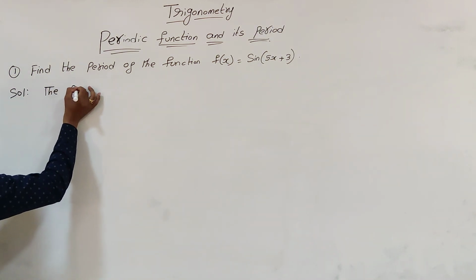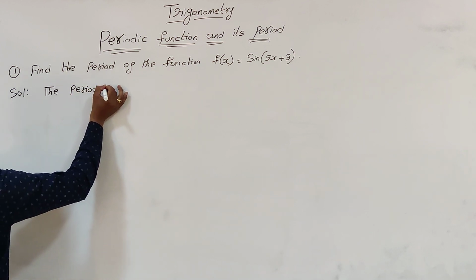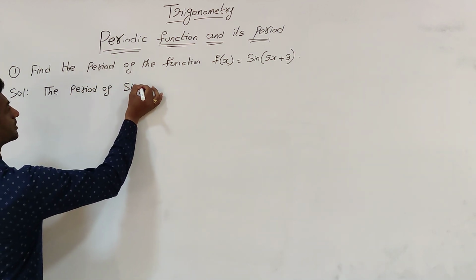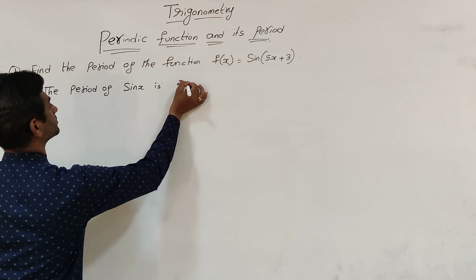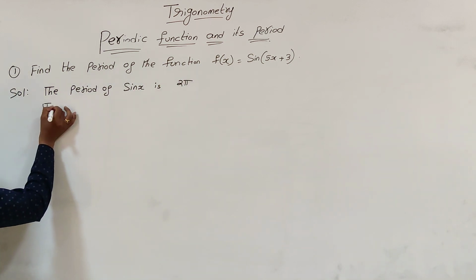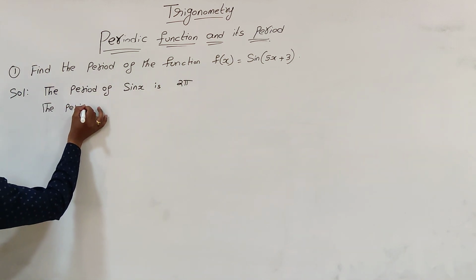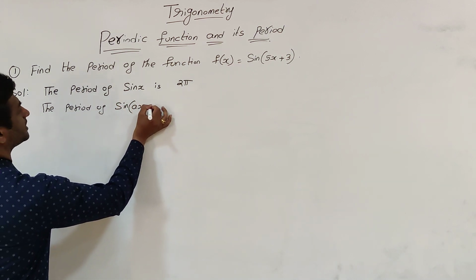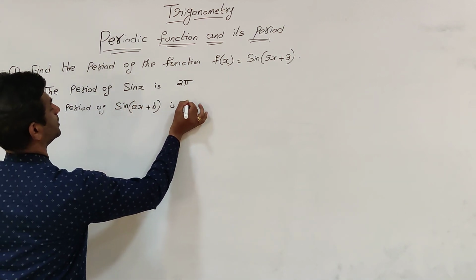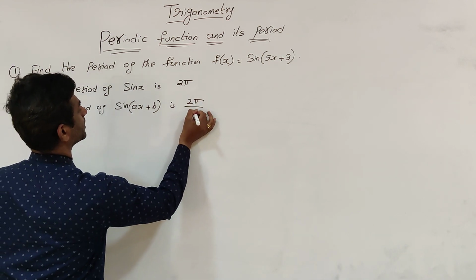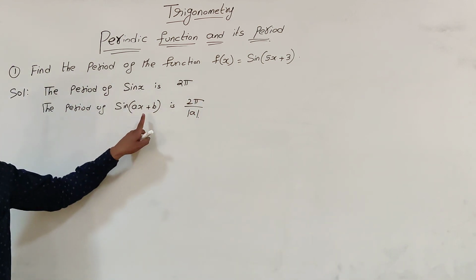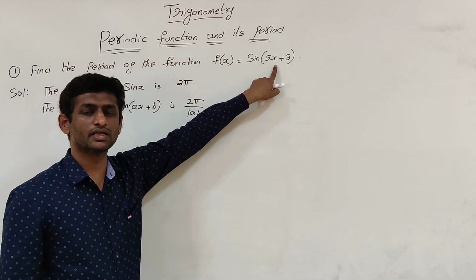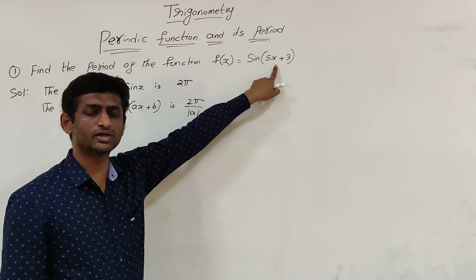The period of sin x is 2 pi, and the period of sin of ax plus b is 2 pi by mod a. Now compare this one to the given function.